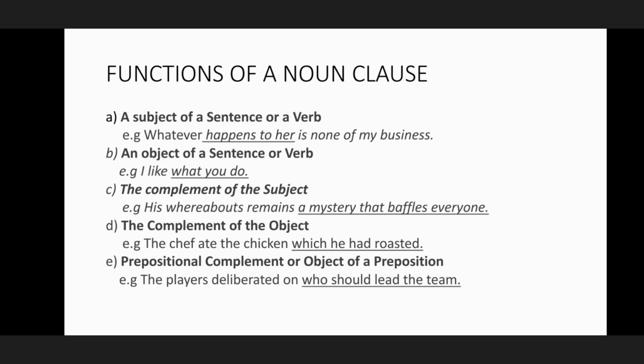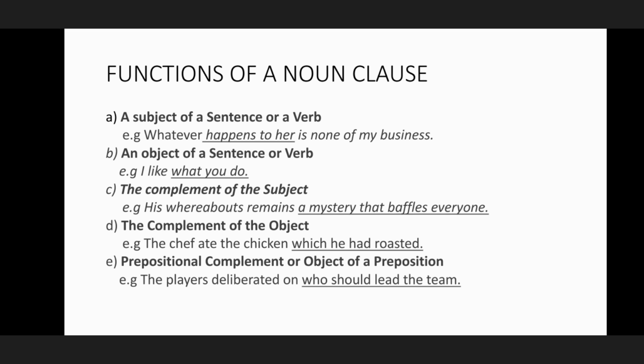So the last one on the list for functions of a noun clause in a sentence. A noun clause can function as prepositional complement or object of a preposition. This happens when we have a group of words called a noun clause coming after the preposition in the sentence. That is when we have prepositional complement or object of a preposition.